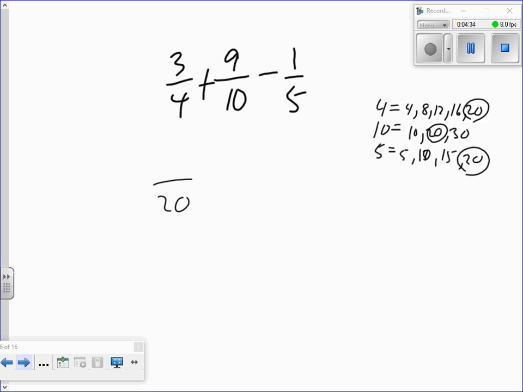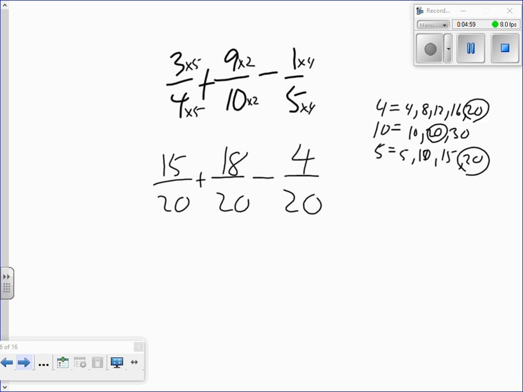So you write your equivalent expression using 20 as your denominator. Here you multiplied by 5 to get 20, so you have to multiply the numerator by 5 to create an equivalent fraction of 15/20. Here you multiply 10 by 2 to get 20, so you multiply your numerator by 2 to get an equivalent fraction of 18/20. And here you multiply by 4 to get 20, so you multiply the numerator by 4 to get 4/20.